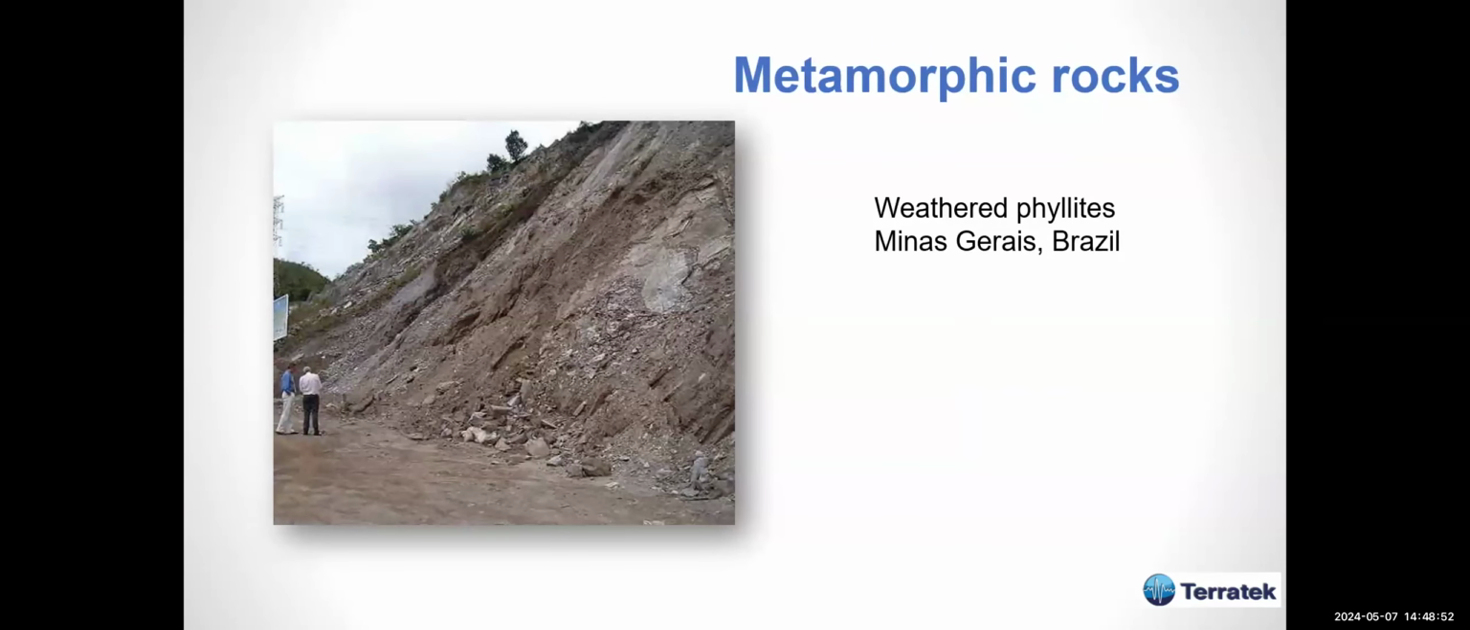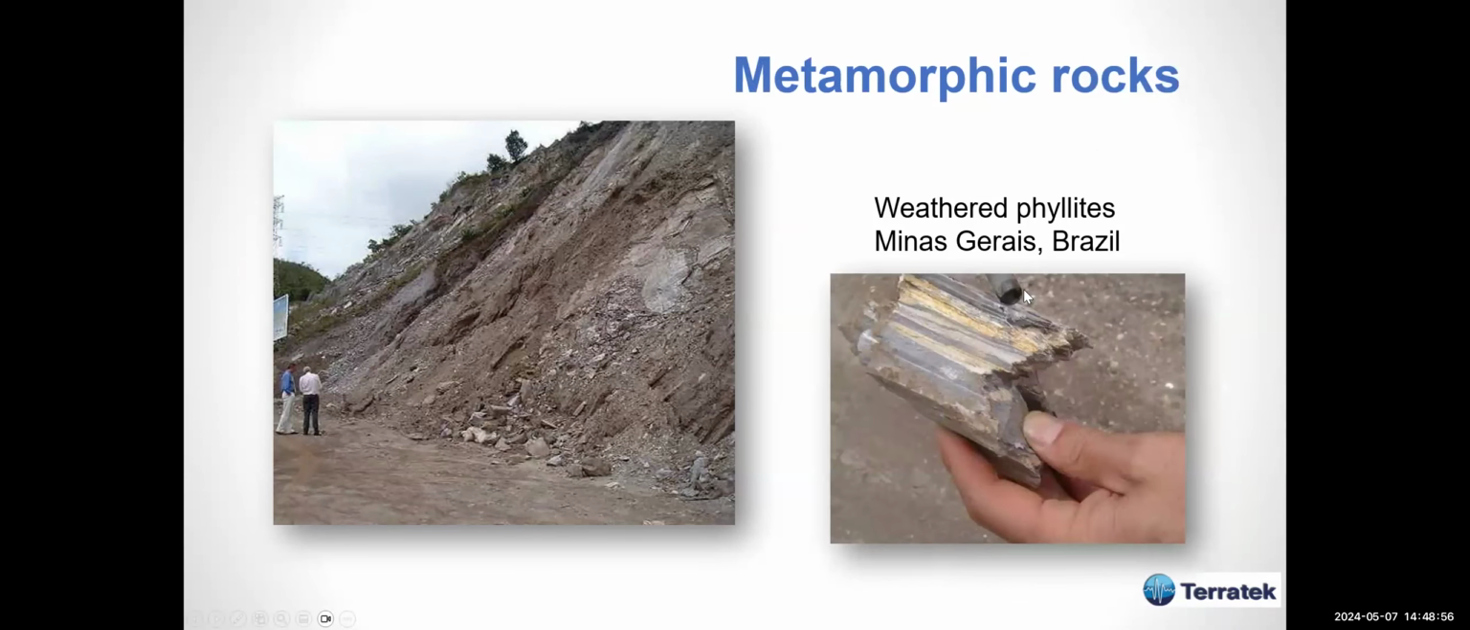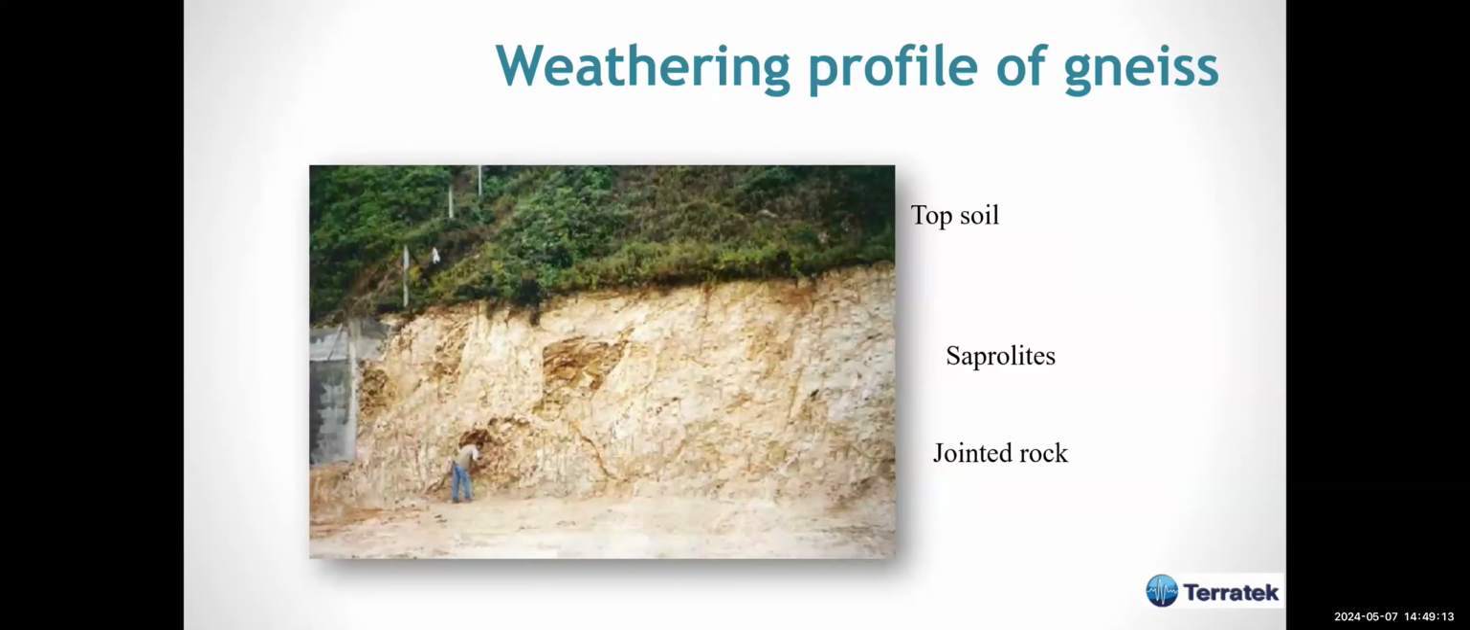Metamorphic rocks, these are weathered phyllites from Minas Gerais in Brazil. What's interesting, it's a layered kind of rock, and has a peculiar landslip surface, which we can easily detect. And this is a weathering profile of gneiss. When you see here, we see the topsoil, we see saprolite, and we see jointed rock.